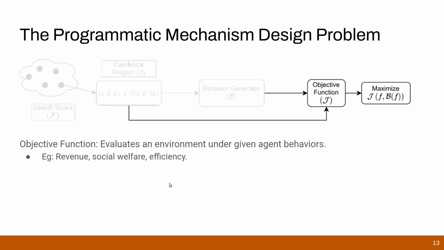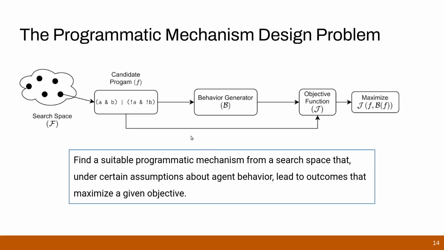Finally, we have the objective function, which evaluates an environment under given behaviors. As we saw earlier, this could be something like revenue, social welfare, or efficiency. Putting it all together, we pose the programmatic mechanism design problem as the question of finding a suitable programmatic mechanism from a search space that, under certain assumptions about agent behavior, lead to outcomes that maximize a given objective.